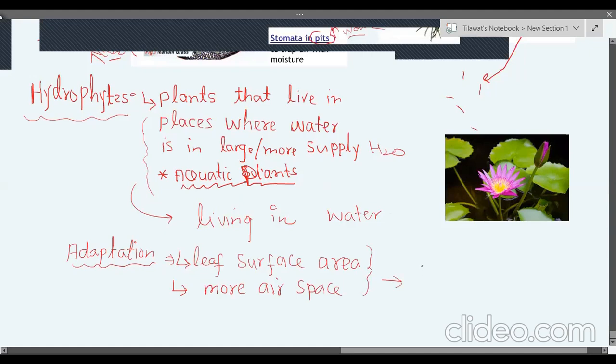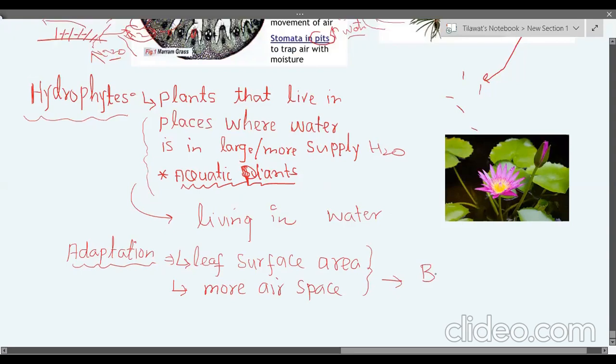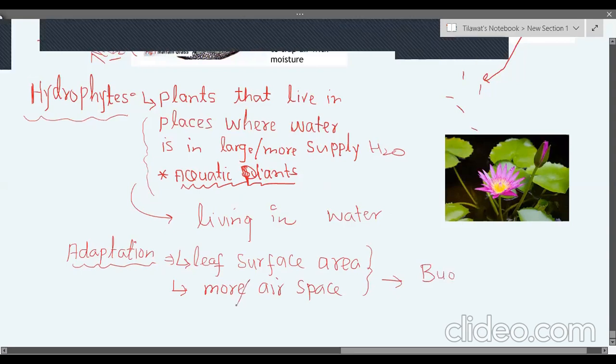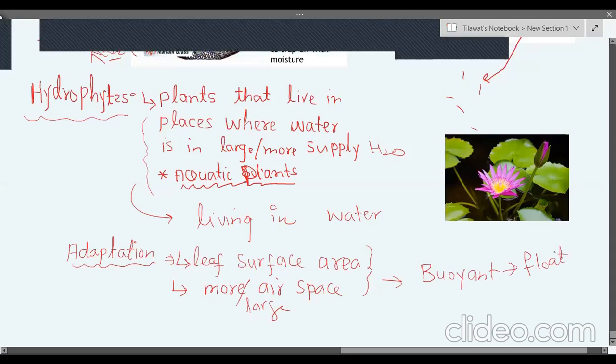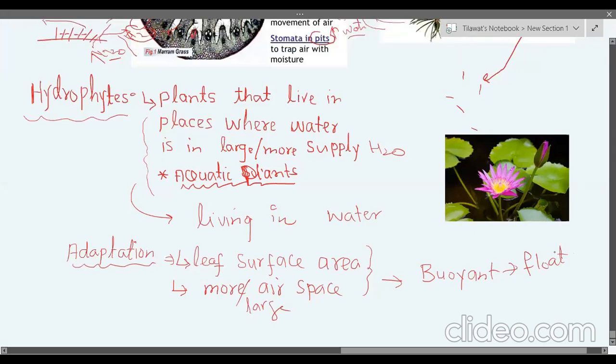What is meant by this word? They contain more air spaces or large air spaces. Buoyant, more and large air spaces that make them buoyant. Buoyant means they can float easily because their leaves are present on the surface of water. This air inside makes them buoyant. If there is air, it helps them to float easily, right? Just like when you are swimming in a river or swimming pool, some people use a tube, like a tire that's filled with air, so that helps them to float.